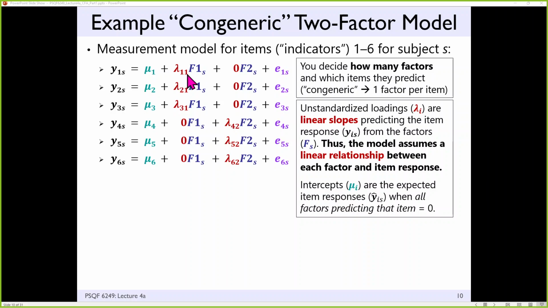These slopes are linear, so that implies a linear relationship between the factor and the item response. So if the slope is 2, then for every unit change in the factor, the predicted outcome goes up by 2. However, what do you think might happen if this model were applied to ordinal data, like a scale of 1 to 5?